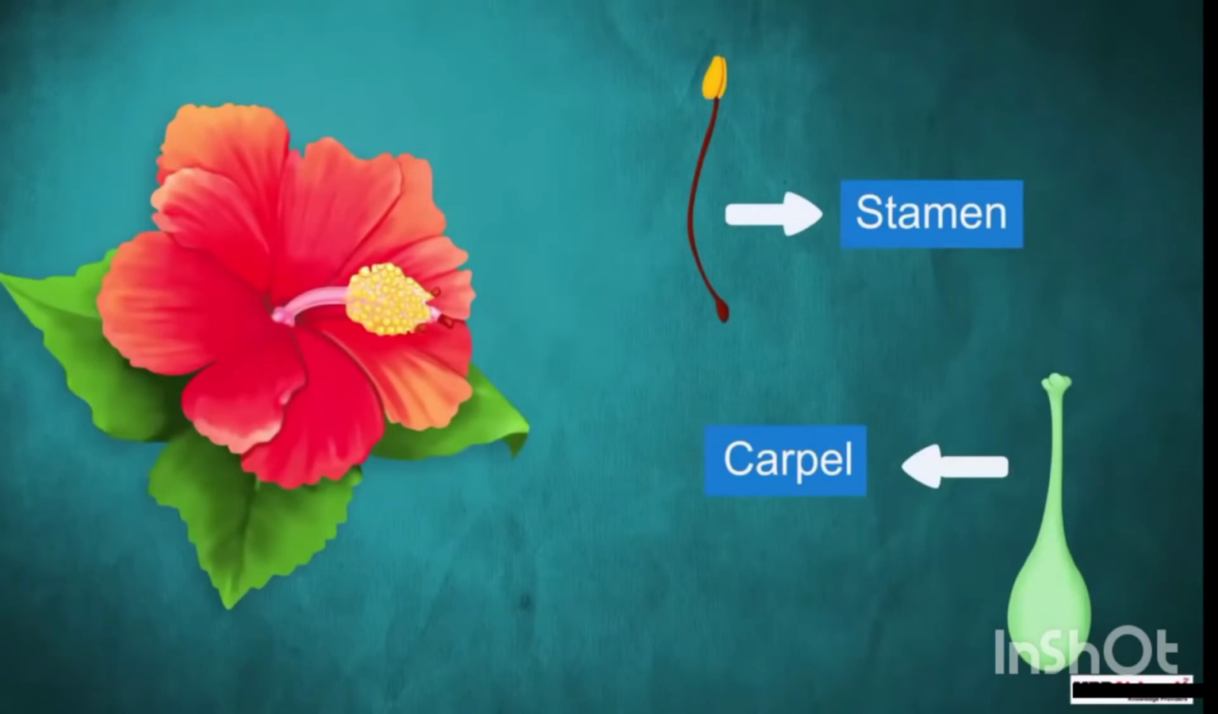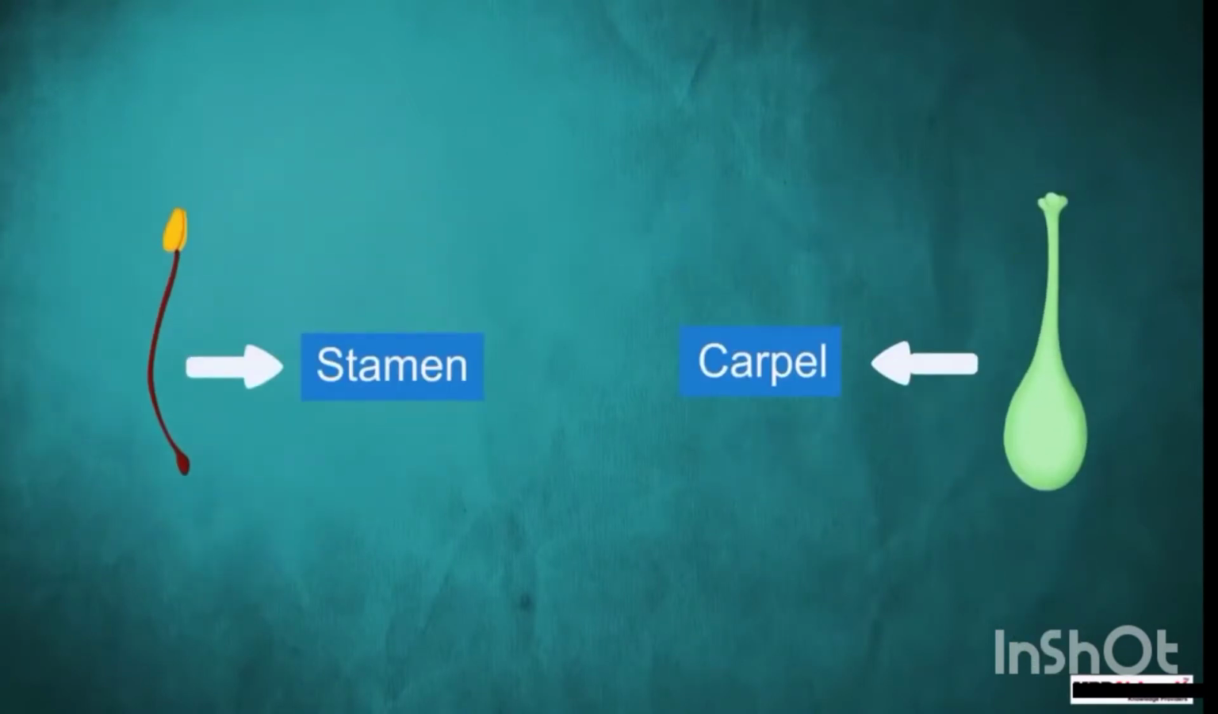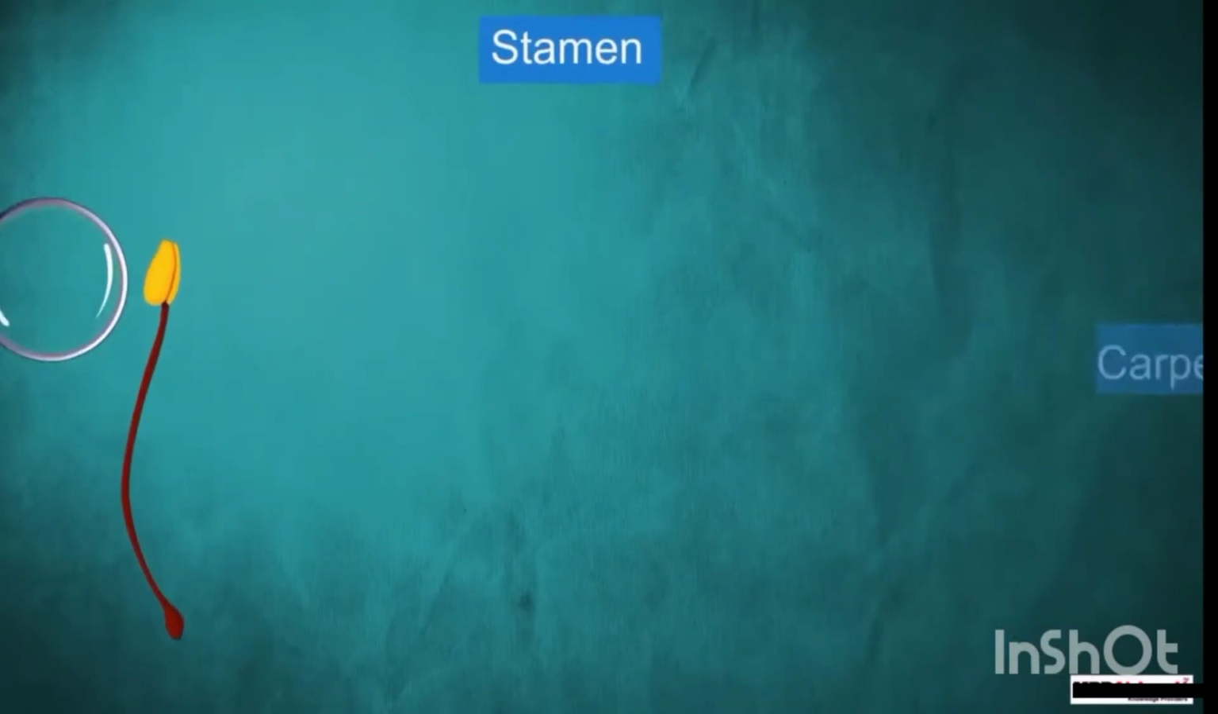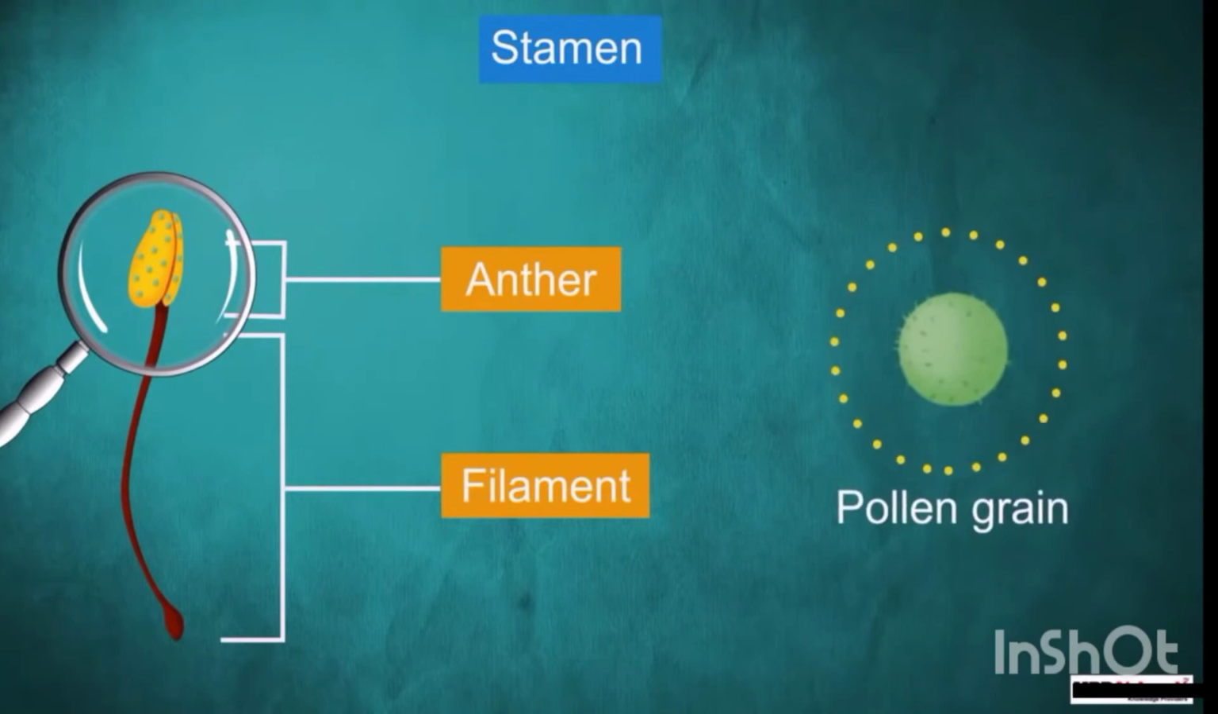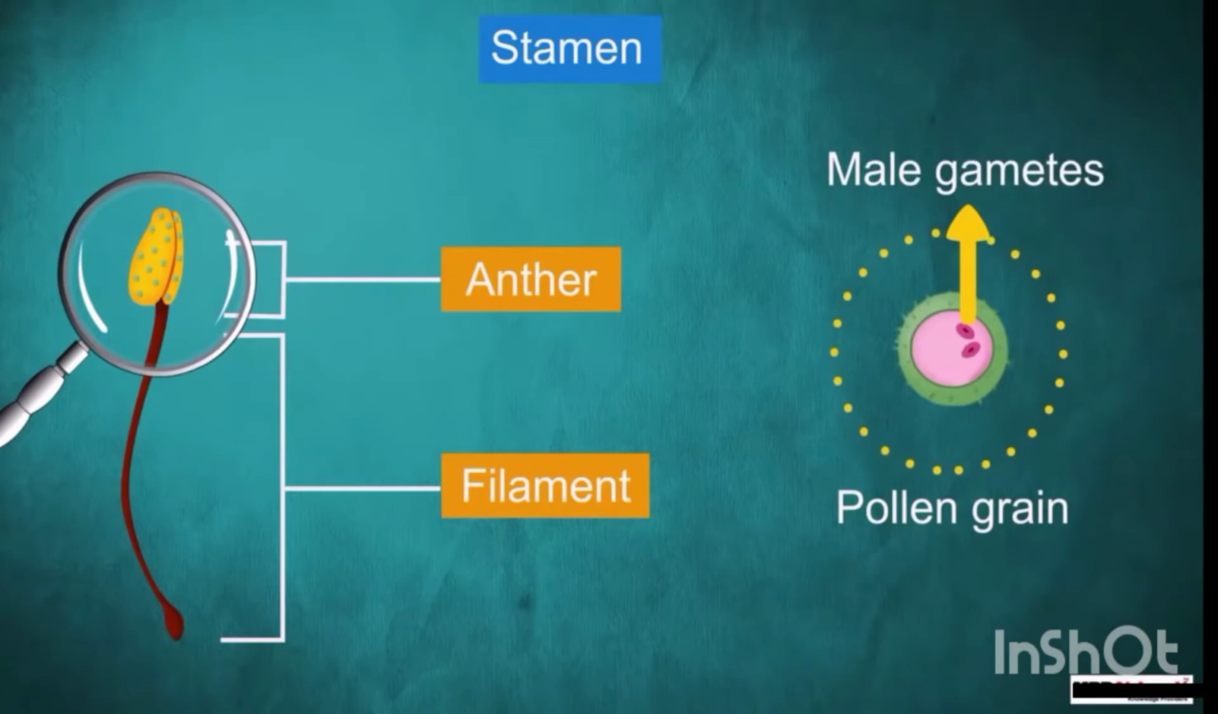Now let us know about the different parts that make up a stamen and a carpel. A stamen is made of two main parts, anther and filament. The anther produces pollen grains. It is the pollen grain that contains the male gametes.